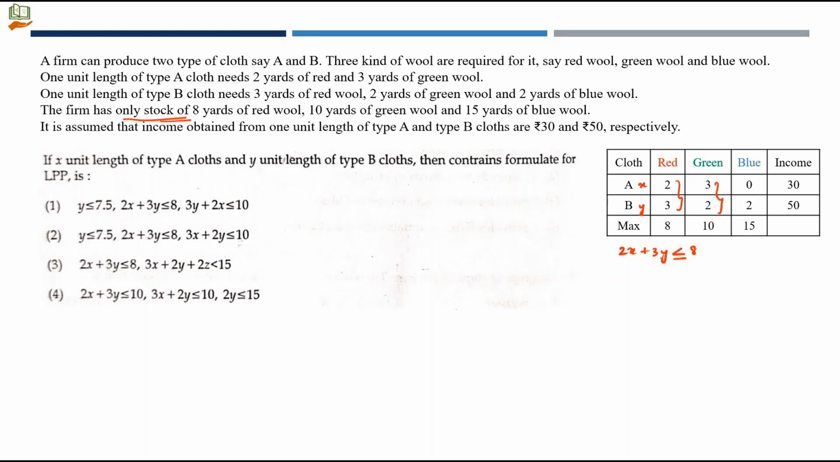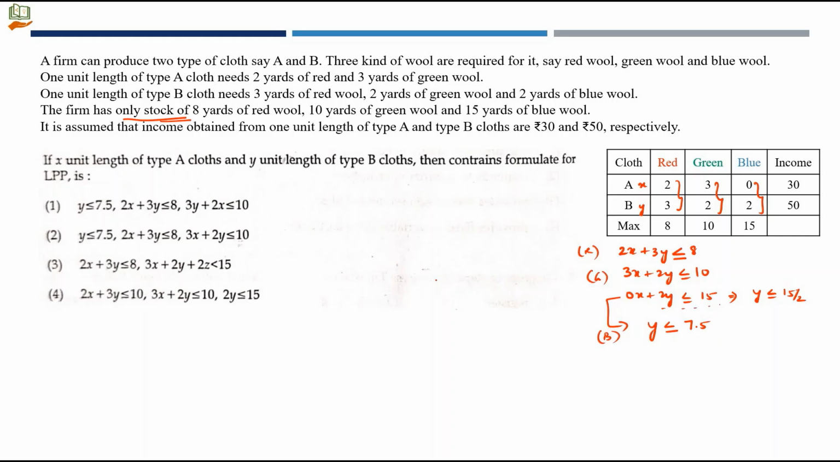Let's take the next column. 3x plus 2y less than or equal to 10. What about the next column? It is 0x plus 2y less than or equal to 15. Since you have only one variable here, we can take this as y is less than or equal to 15 by 2. 15 by 2 will be 7.5. So this particular constraint can be written as y is less than or equal to 7.5. So this is for the red wool, this is for the green wool, and this is for the blue wool.